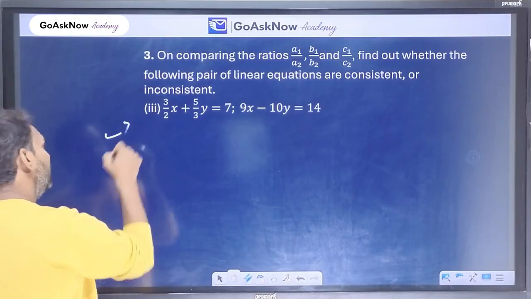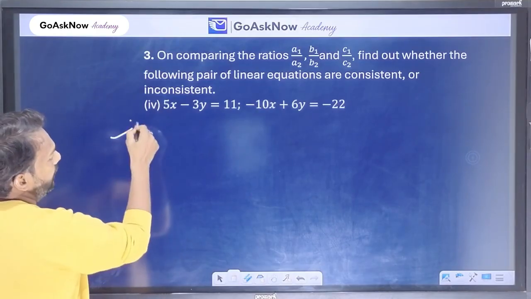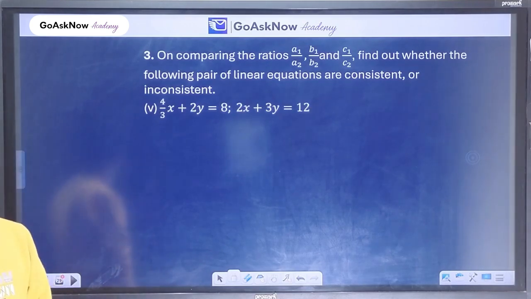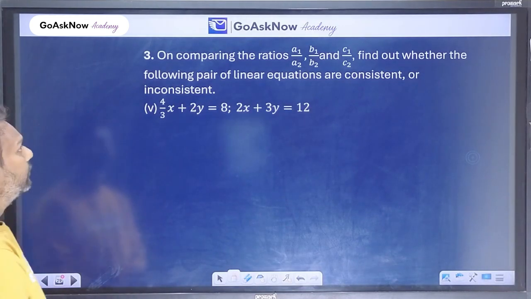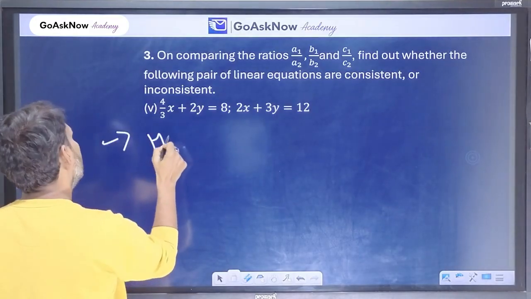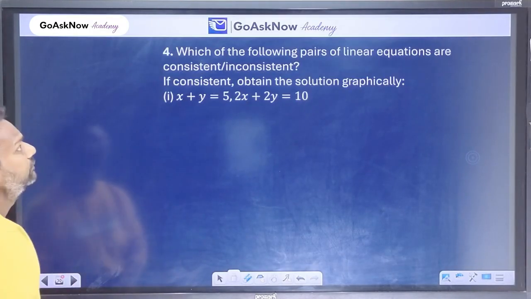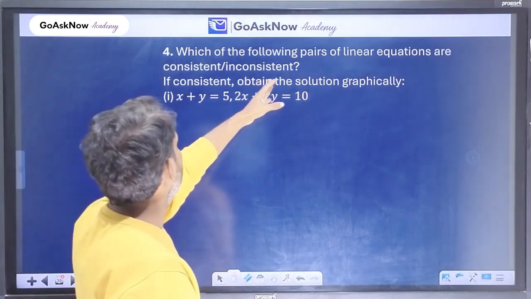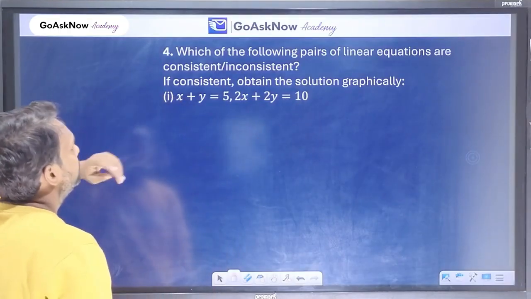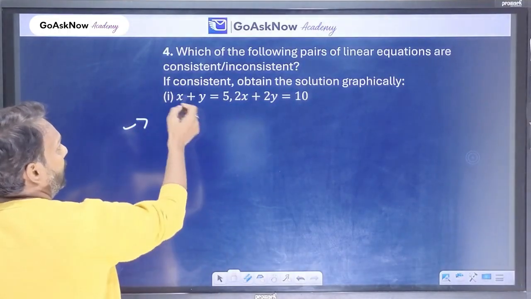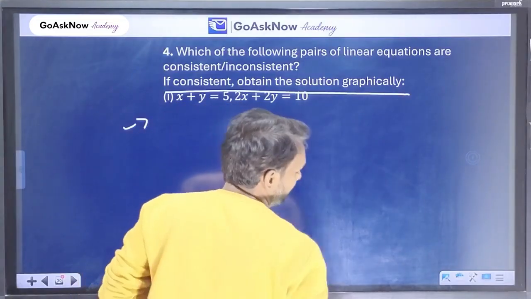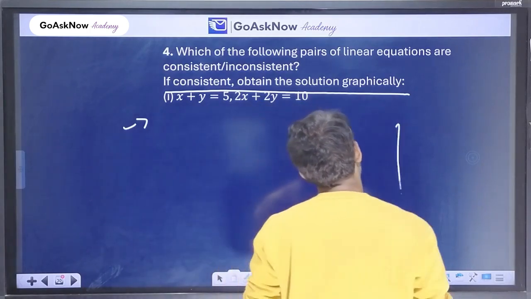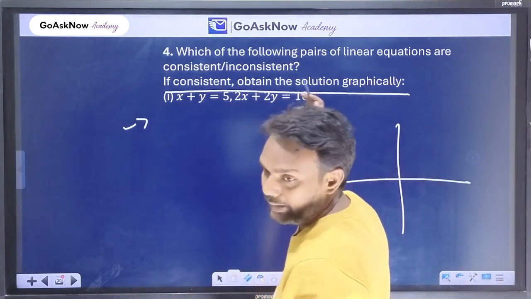You can do this in homework. Same question, homework. Question number 4. Which of the following pair of linear equations are consistent and inconsistent? If consistent, obtain the solution graphically. Then you have to solve it graphically. After finding out whether it is consistent or inconsistent, you have to make the graph.